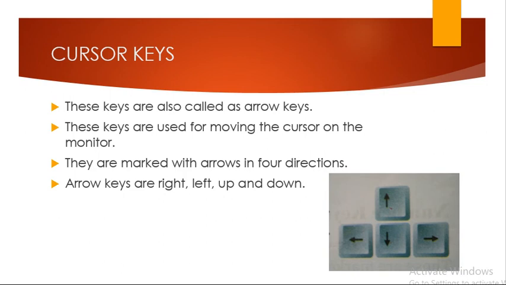Okay, these keys are also called arrow keys because they contain arrows. Four arrows are there, na? These keys are used for moving the cursor on the monitor. They are marked with arrows in four directions: right, left, up and down.